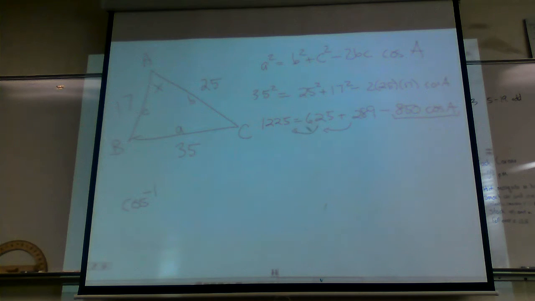Okay? So what is 1225 minus both of those? So you're down to a problem like that. Okay? Alright, and then the last thing you would do before you do this part right here is now you got to divide by that negative 850. Okay? So do 11 divided by negative 850. What's this as a decimal?